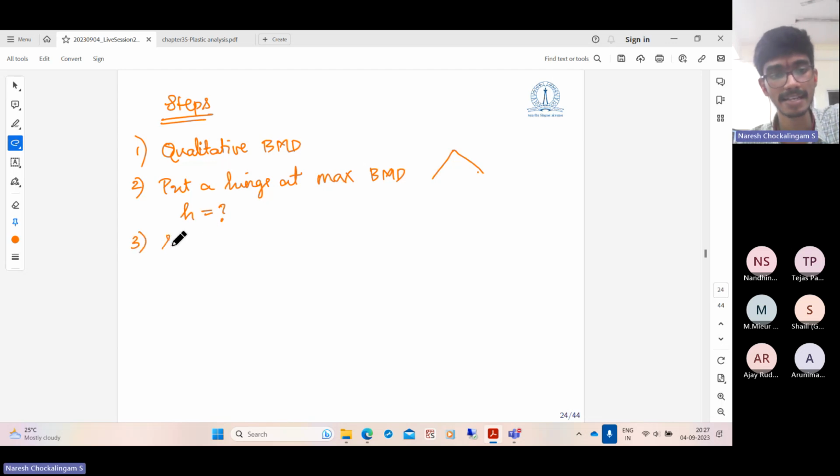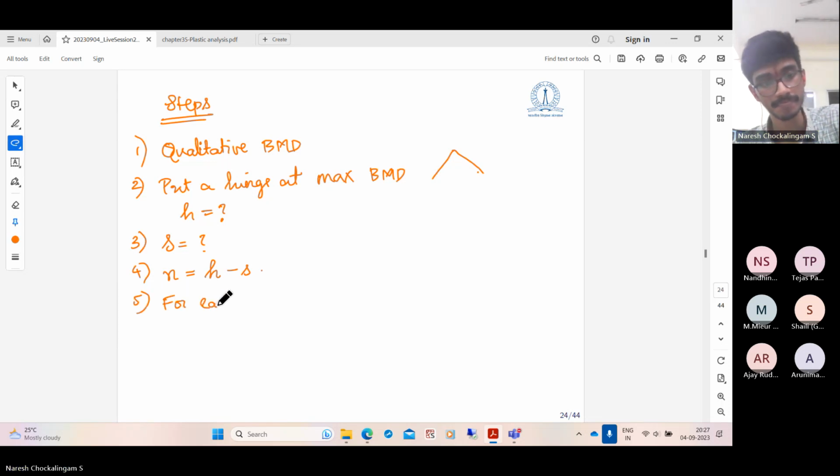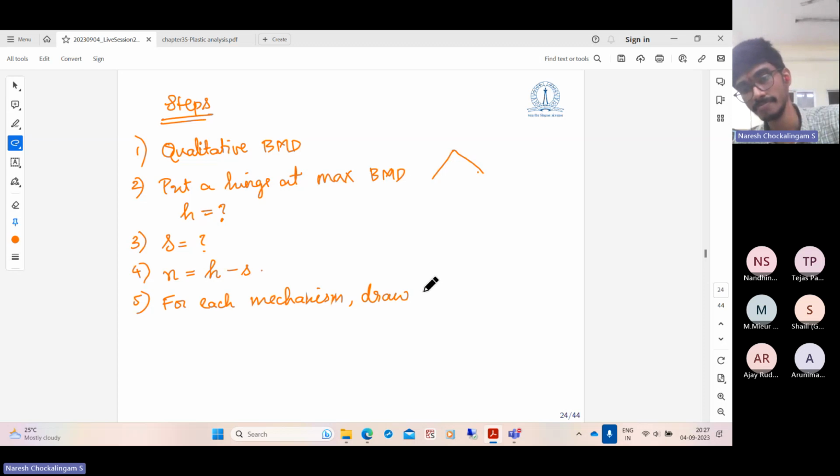Next step is static indeterminacy. You can find that out and then determine how many mechanisms you should consider. So the total number of mechanisms will be H minus S. Then for each mechanism, draw the deflected shape.